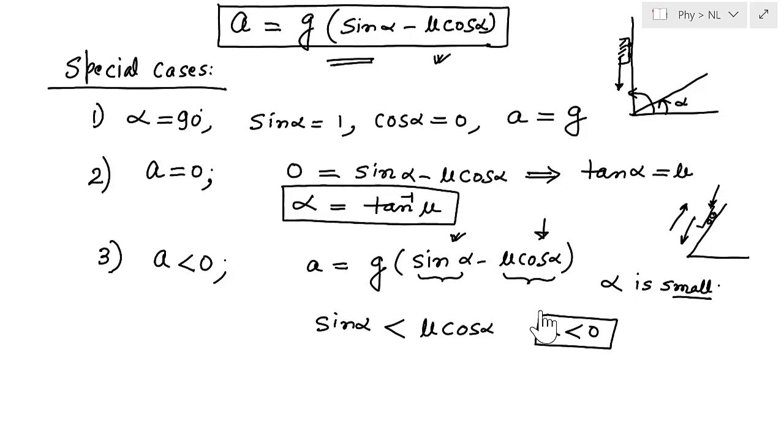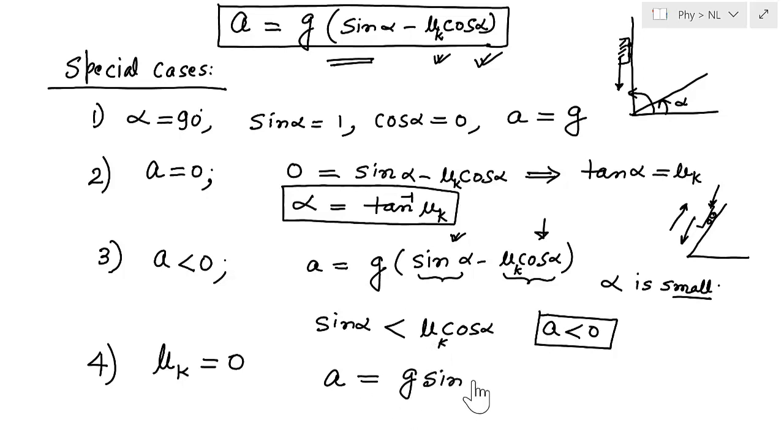And finally, what will happen if the surface is smooth, that is mu k is equal to 0? So if mu k is equal to 0, plug it into this expression. So this is my mu k and this is also mu k. All these mu are basically the kinetic friction coefficient mu k. So what will happen in that case? You will have acceleration equal to simply g sine alpha, because this term will be 0, so we will have only one term, that is g sine alpha.